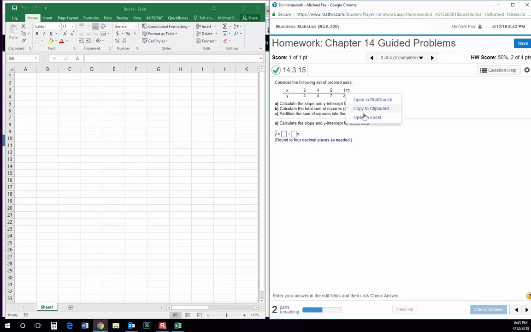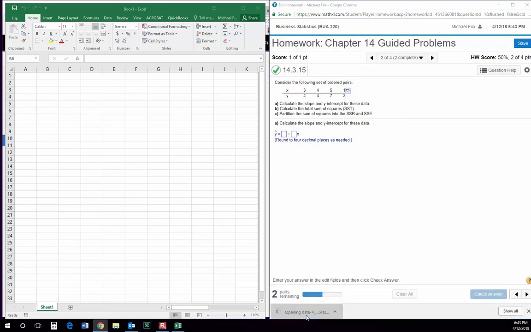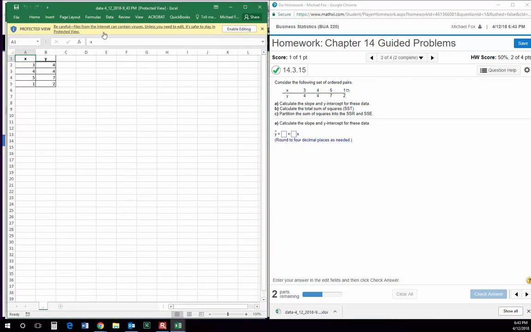So the first thing we're going to do is export our data to Excel, and that'll bring it up. Just bring it up on my other screen here. So I'm going to drag it over.